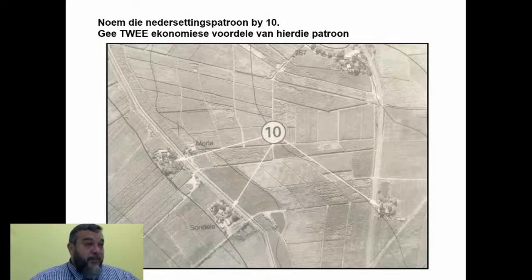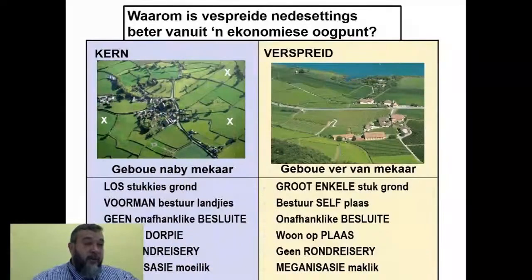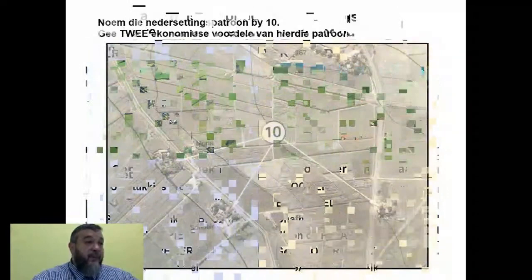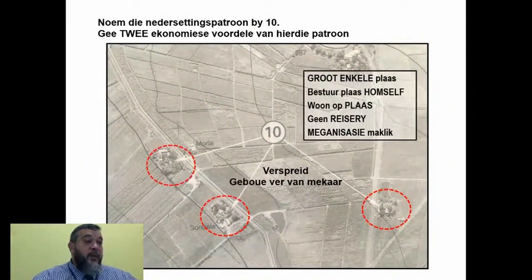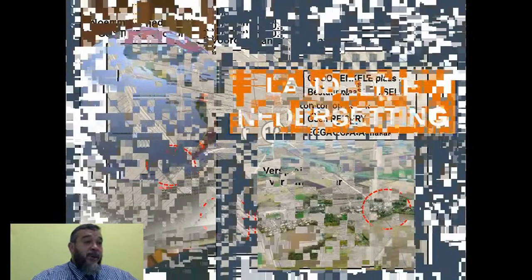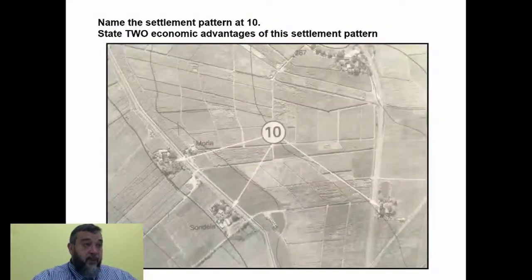So we've named it. 2 economic advantages. Here you can give any of those: large single pieces of land that the farmer has, the farmer manages the farm himself, makes independent decisions, lives on the farm, etc. Okay, let's have a look here at all the economic advantages of this particular pattern. Right. Let's finish up the English PowerPoint quickly and get it to the same place.